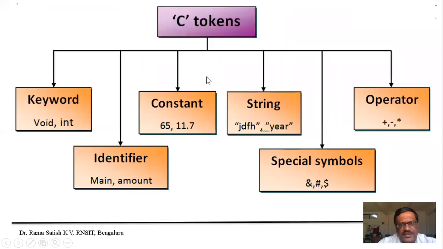So there are different components of a C token. Keyword may be one of the types of a token. Identifier is one of the tokens. Constant is a token. String is a token. Special symbols are tokens. Operators are tokens. So tokens are nothing but they are programming components.